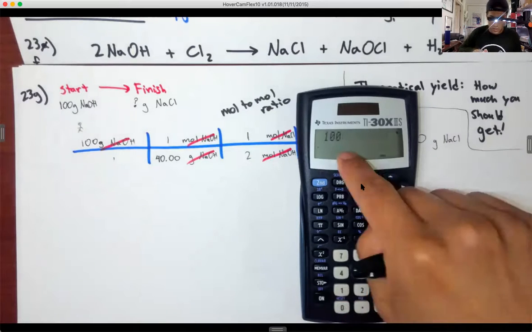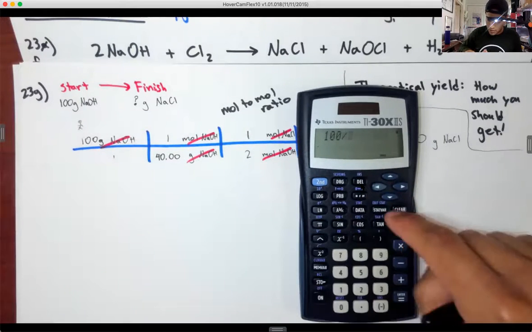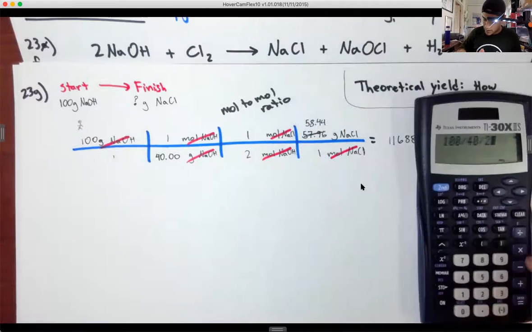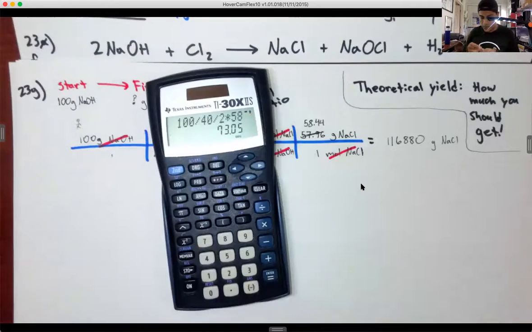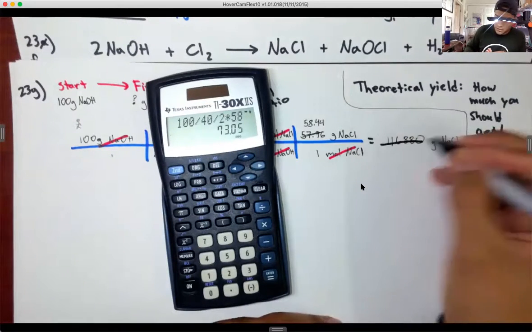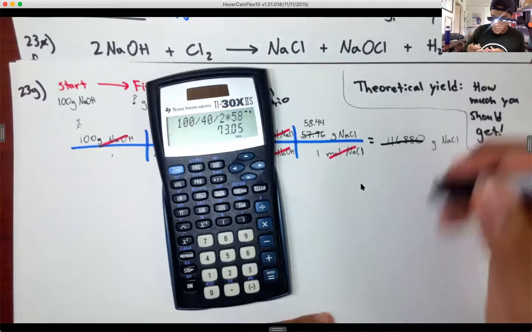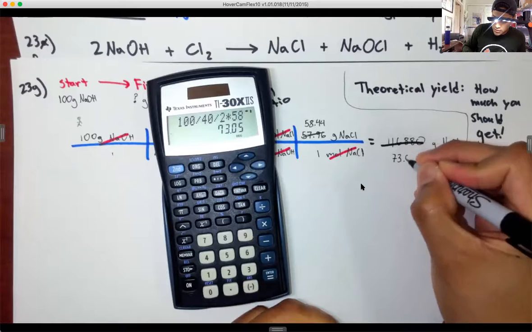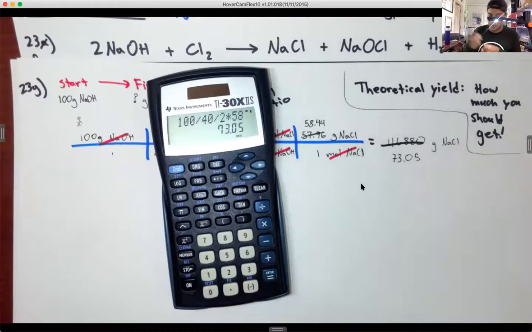So 100 divided by 40, divided by 2, times 58.44. And that gives me the right answer, because the previous answer was completely whack. That's a lot of kilograms for a small reaction, right? So we have 73.05 grams of NaCl.